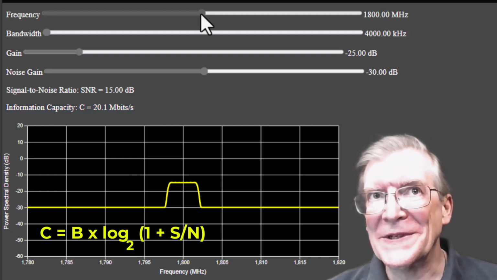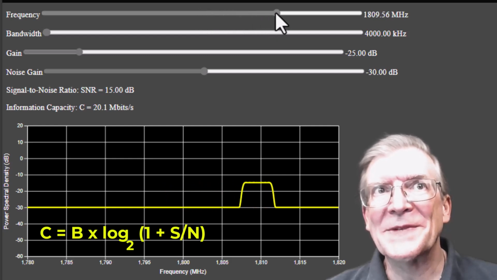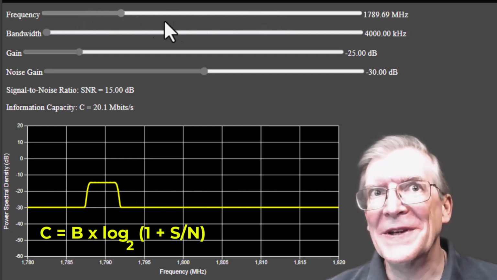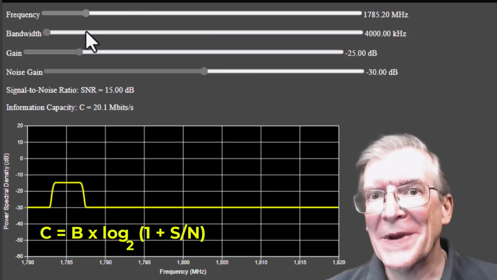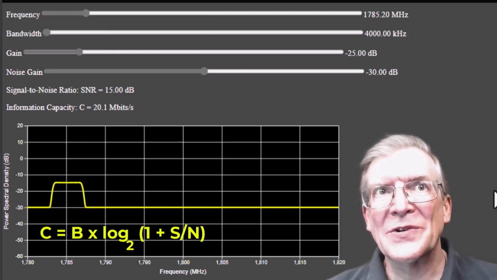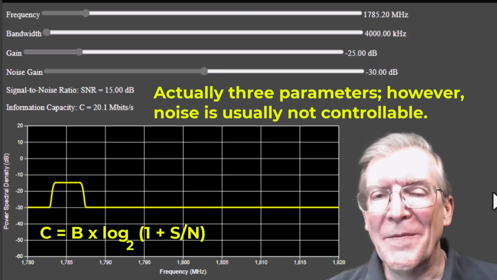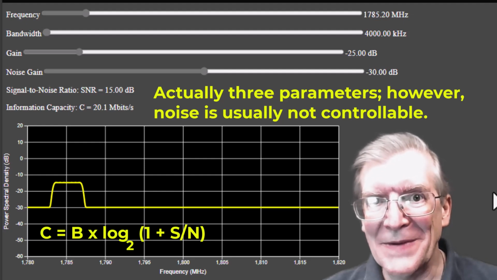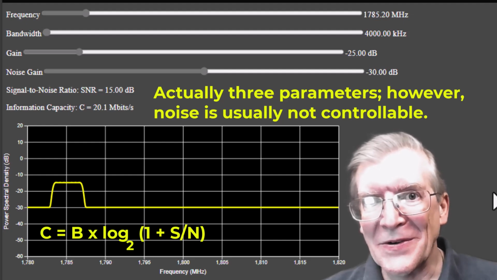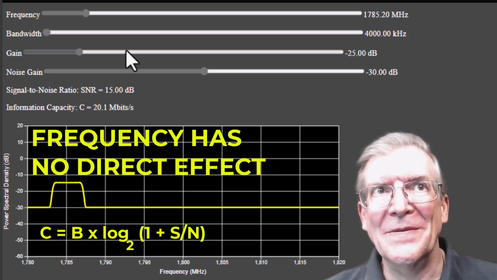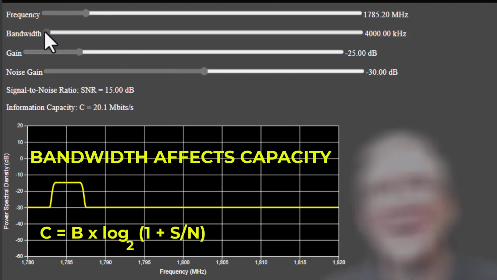First, we'll vary the frequency. As you might expect, that doesn't actually change the information capacity because it's not changing the 2 parameters that the information capacity depends on. And those are bandwidth, or the range of frequencies occupied by the signal, and signal-to-noise ratio, which is related to the amplitude or power of the signal. So frequency doesn't have any effect at all.